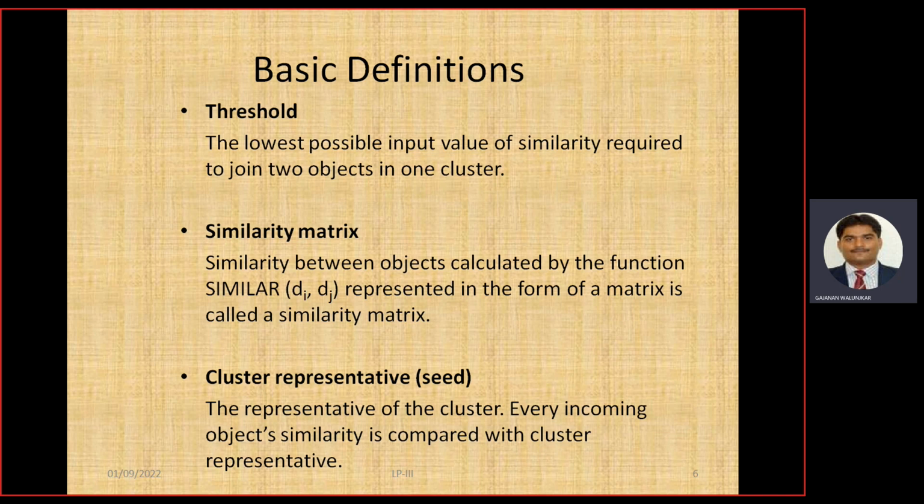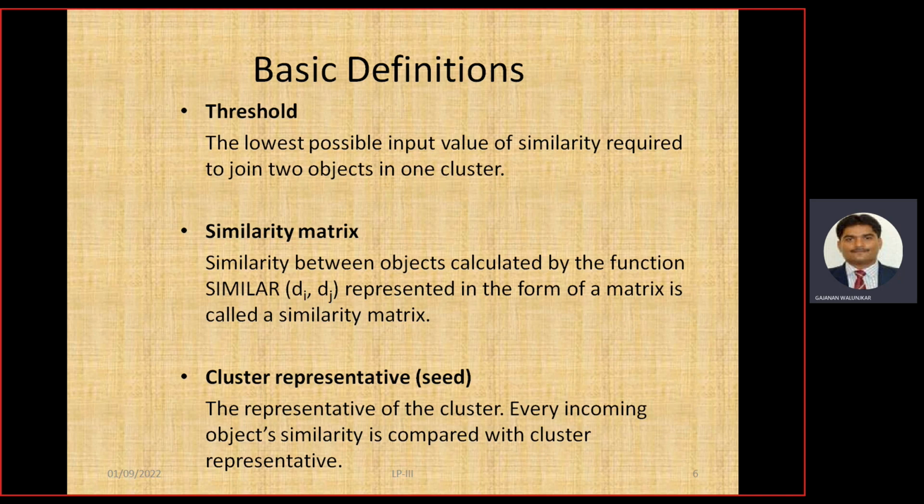Threshold is one of the important elements in this clustering. It's the lowest possible input value of similarity required to join two objects in one cluster. For example, suppose cluster A is there and cluster B is there, and for an object to belong to cluster A, it should have a threshold value greater than 8. That means if an object has a similarity greater than 8, then only that object belongs to cluster A. So you have to apply such a threshold for the cluster.